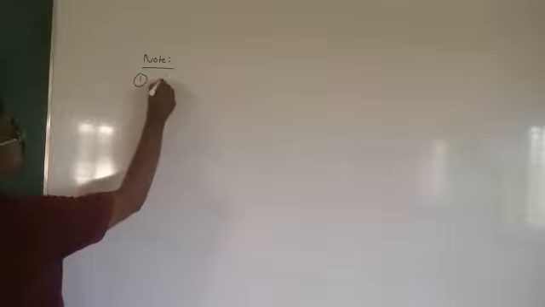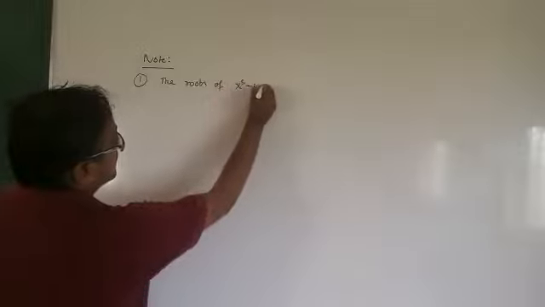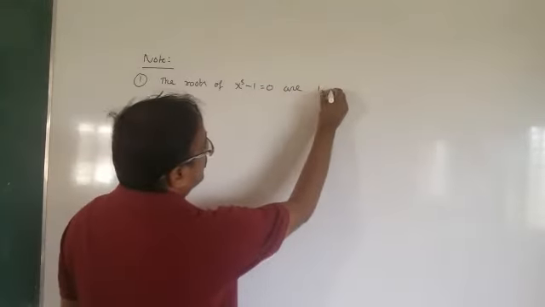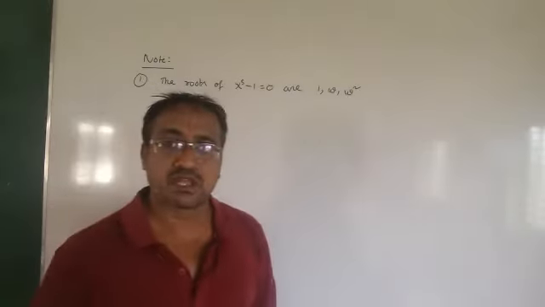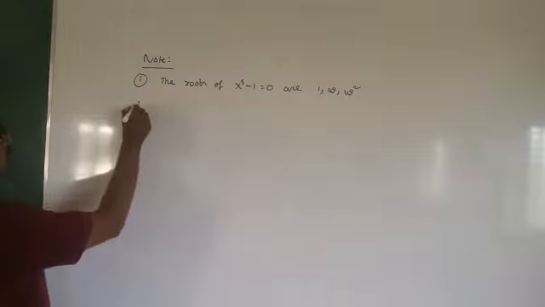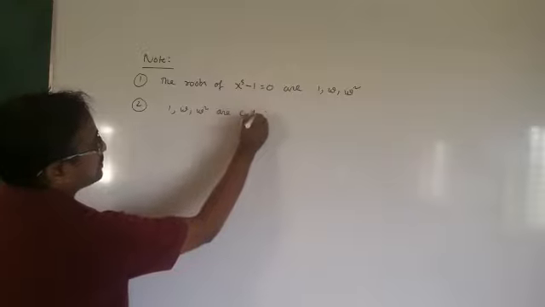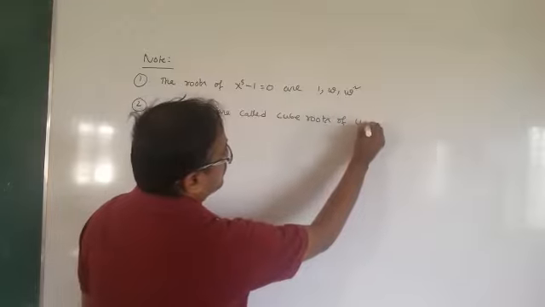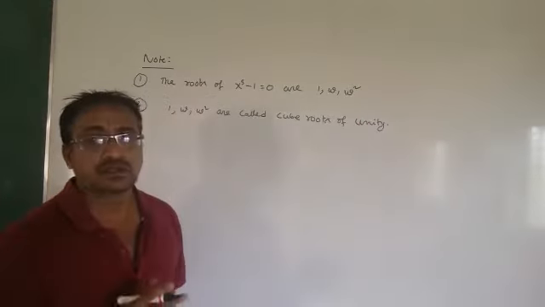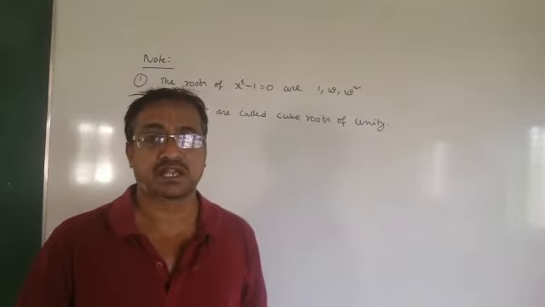Now some important results. The roots of x cube minus 1 equal to 0 are 1, omega, omega square. These are the roots of that cubic polynomial. So 1, omega, omega square are called cube roots of unity. These are called cube roots of unity. You will learn about all these things in second year intermediate.